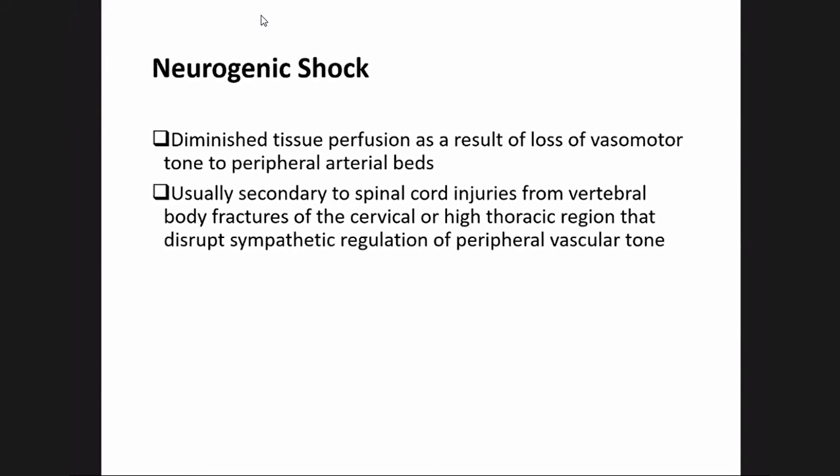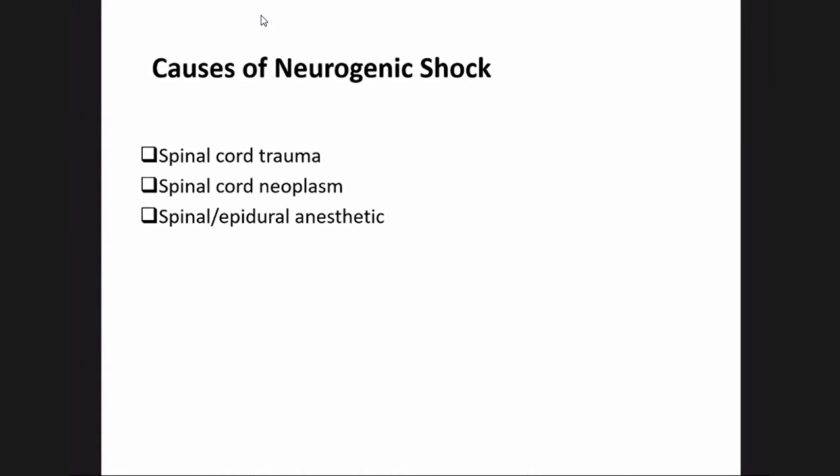Then we have neurogenic shock. This is a diminished tissue perfusion as a result of loss of vasomotor tone to peripheral arterial beds. So usually, these are secondary to spinal cord injuries from vertebral body fractures of the cervical or high thoracic region that disrupt sympathetic regulation of peripheral vascular tone. So causes of neurogenic shock are spinal cord trauma, spinal cord neoplasm, and spinal or epidural anesthetic.